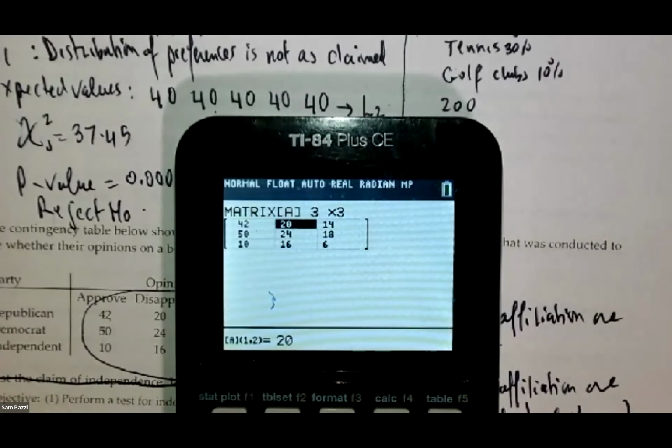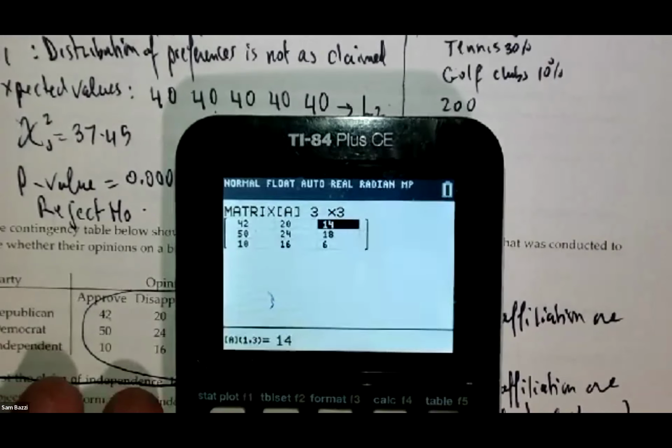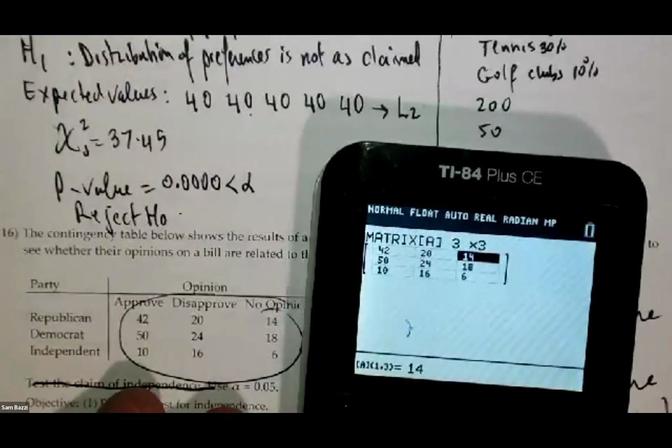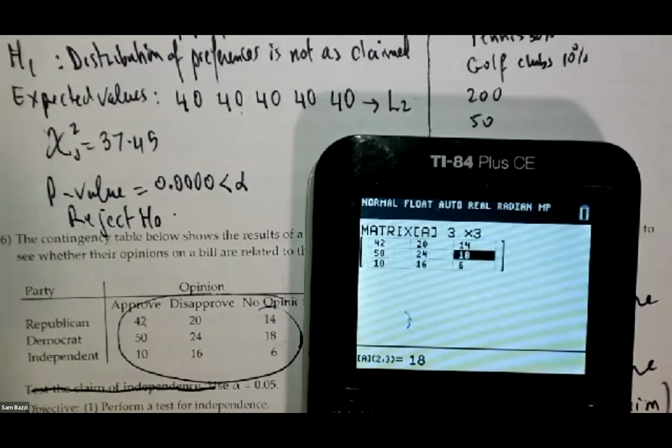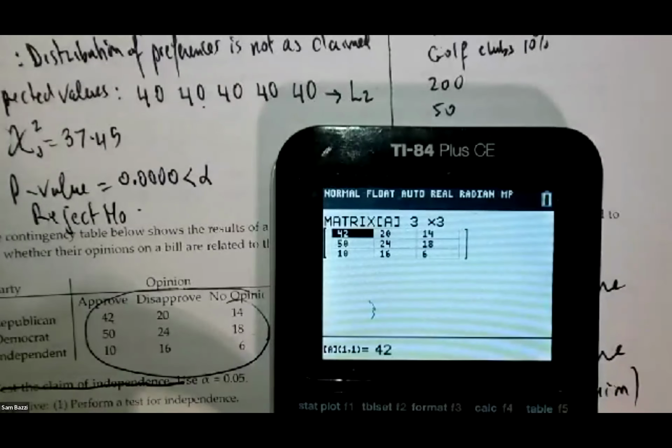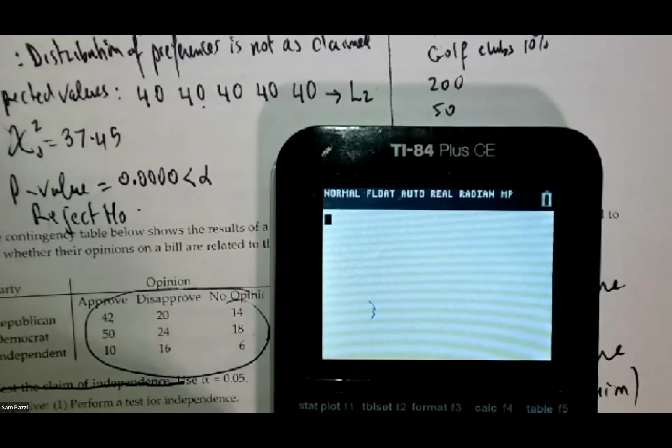42, 20. You're wondering why the data is there already, because I did this question with my student this morning. 14, 50, 24, 18, 10, 16, and 6. And you're almost done here. Quit. Now I'm gonna run the test.